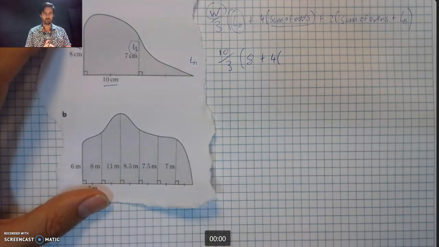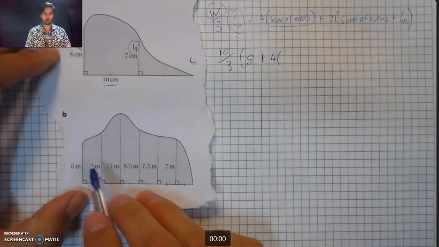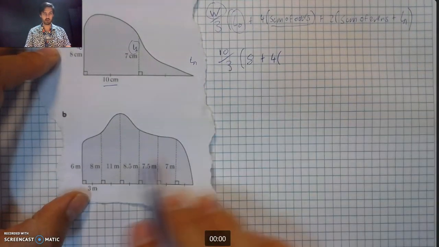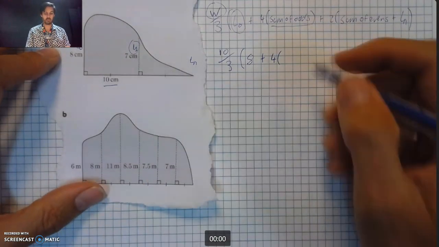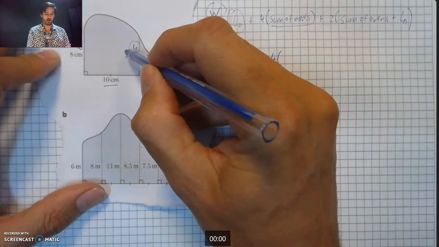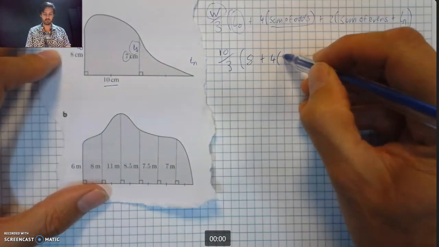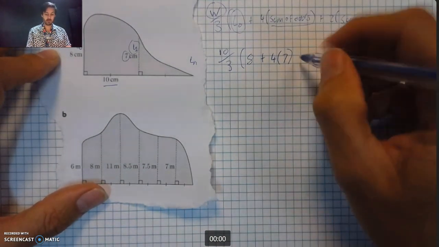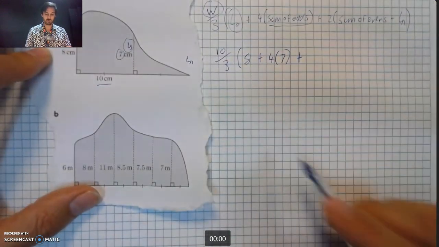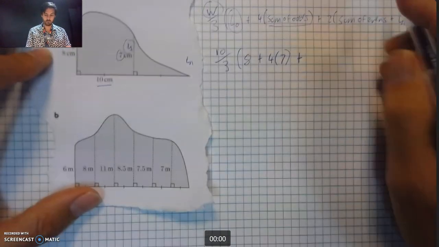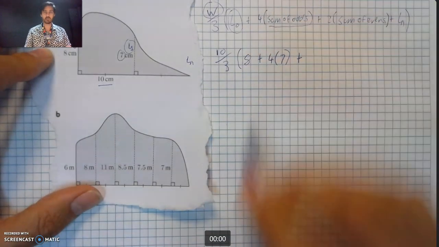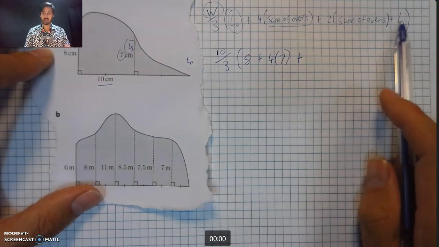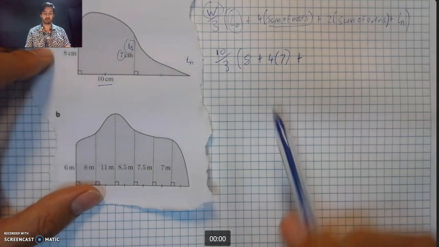Just keep that in mind, because this longer formula is going to make a bit more sense when we get down to here. The value of that L1 is 7. So we're going to do 4 times 7. There are no other lengths, okay? So we need to add on our Ln, our end length.